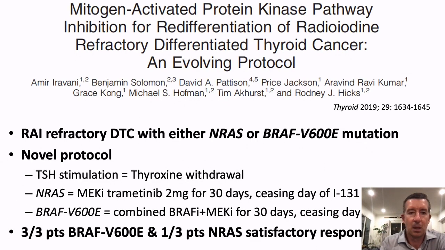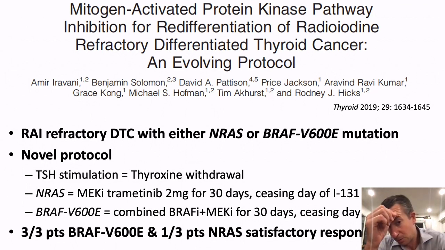proceeded with treatment. So down at the Peter Mac, I used this information with the team when establishing the redifferentiation protocol in 2015. And our approach was to treat with a MEK inhibitor all patients with an NRAS mutation, and to use a combination of trametinib and dabrafenib in those patients with a BRAF V600E mutation. So this was a novel protocol, also because it was the first study that used thyroxine withdrawal as a method of TSH stimulation in this setting.